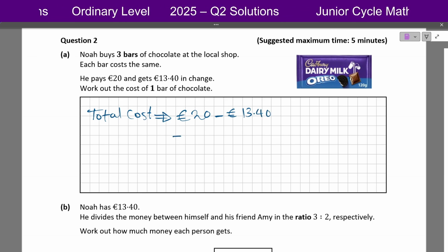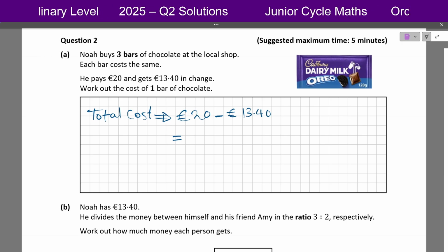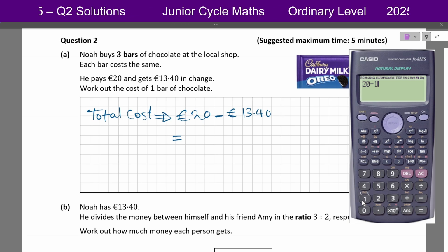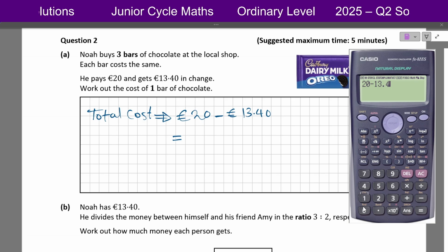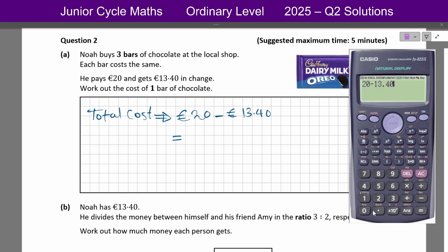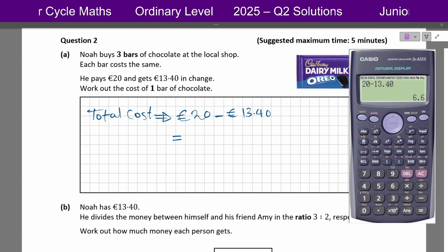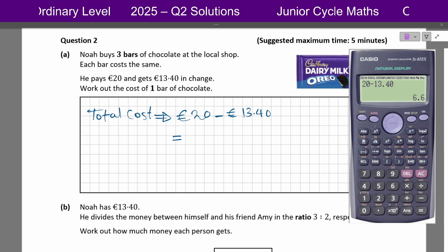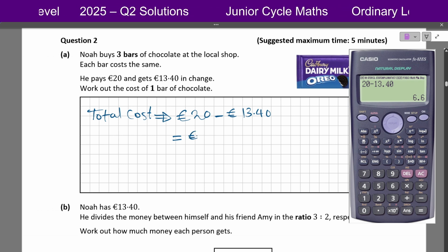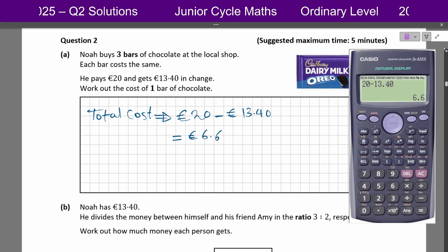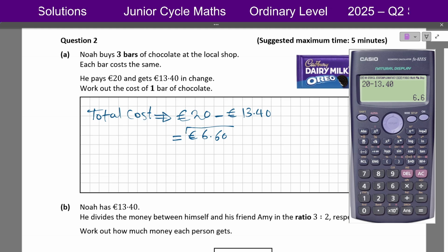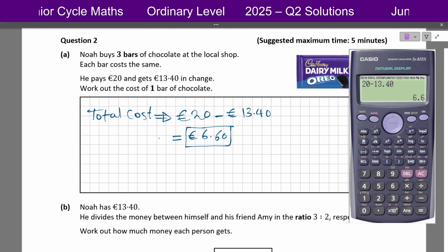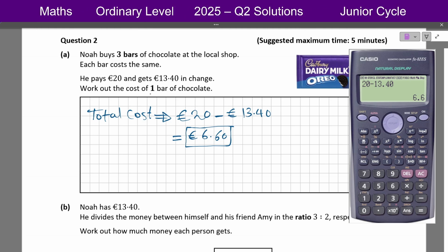So we just need to bring up our calculator. We say 20 minus 13.4, and the answer is 6 euros and 60 cents. We write it down: 6 euros and 60 cents. So this is the total cost of the 3 bars. Now we need to compute the cost of 1 bar only.